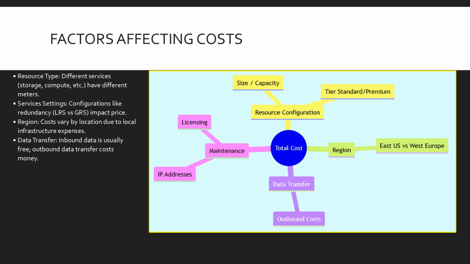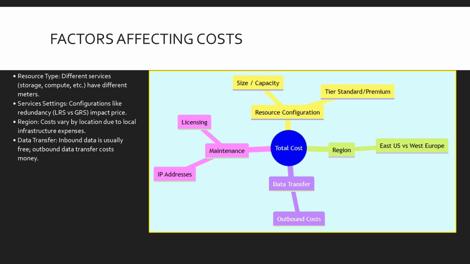First, the resource type matters. For example, storage might be billed by capacity, while compute is billed by CPU hours. Second, settings play a huge role. Selecting geo-redundant storage, GRS, costs more than locally redundant storage, LRS. Third, the Azure region you deploy to affects the price due to varying land and power costs globally. Finally, be aware of network traffic. While data moving into the cloud is often free, data moving out, egress, typically incurs a charge.